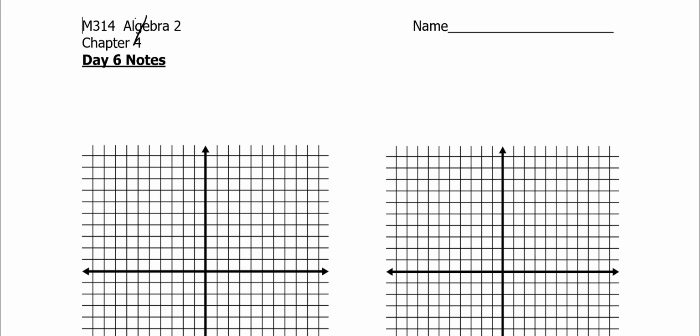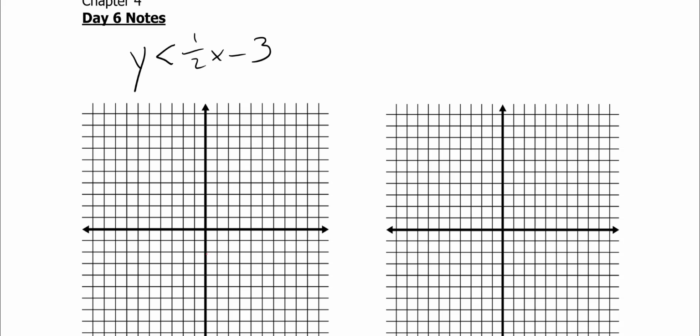So if I said y is less than 1/2 x minus 3. Okay, so we're going to do this in red here so you can see a little bit easier. Go down a little bit. So we plot our -3, and then it's 1/2, so it's up 1 and over 2. So you don't even need to plot, you just need 2 points.